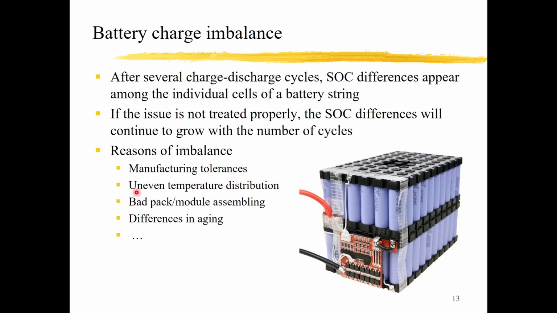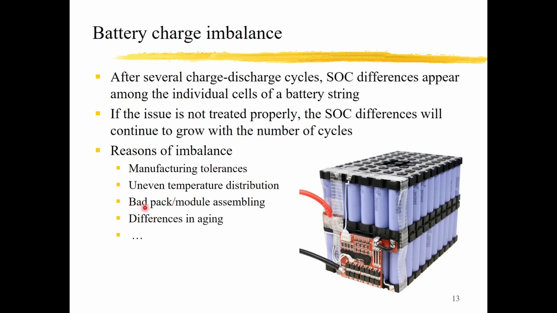And second, the uneven temperature distribution. In the battery pack, we cannot expect that all the temperature inside the pack is even, that everywhere the temperature is the same. We cannot expect that. But the temperature will influence the capacity of the batteries, you know. So the uneven temperature distribution will cause uneven battery capacity and make the battery imbalanced. Okay, so this is another reason.